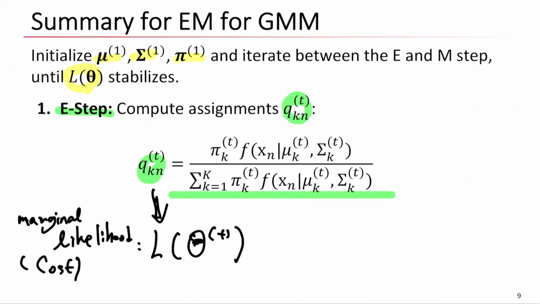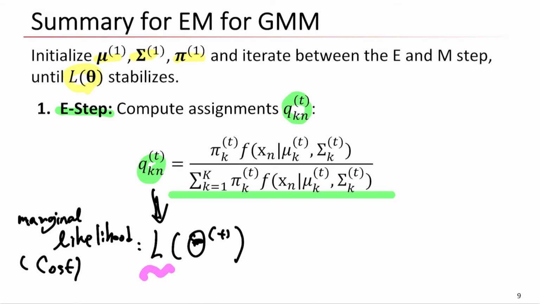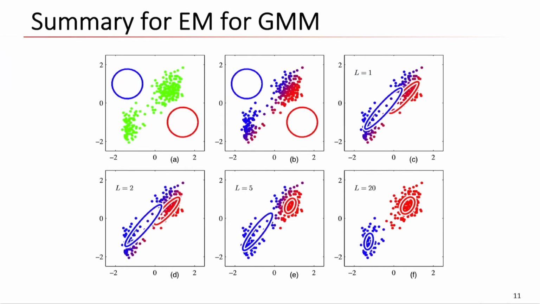So by iteratively solving this expectation step and maximization step, and by computing the cost at each iteration, we will see the stabilization of this cost function. Then when the cost has converged, we can finish this algorithm. Then we will get our mu, sigma, and pi. Okay, this is just the summarization of the expectation maximization algorithm.